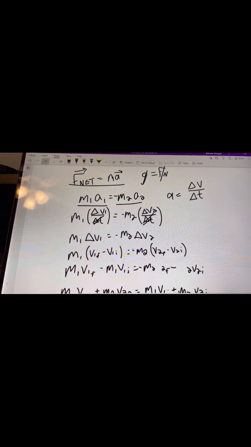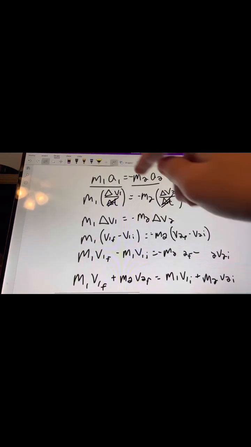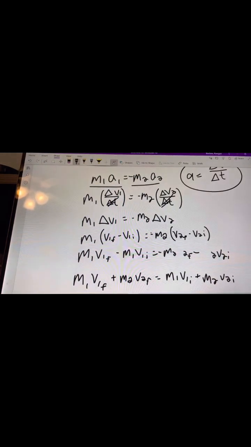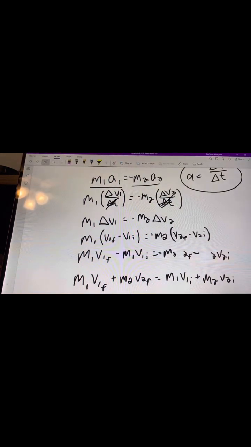And 2 is to denote object 2, 1 is to denote object 1. And as we know, acceleration equals the change in velocity over the change in time. So we can substitute that in for acceleration on both sides here. And with the change in time, the 2 objects are moving with each other, so you are able to cancel out the time on both sides, which leaves you with this equation.